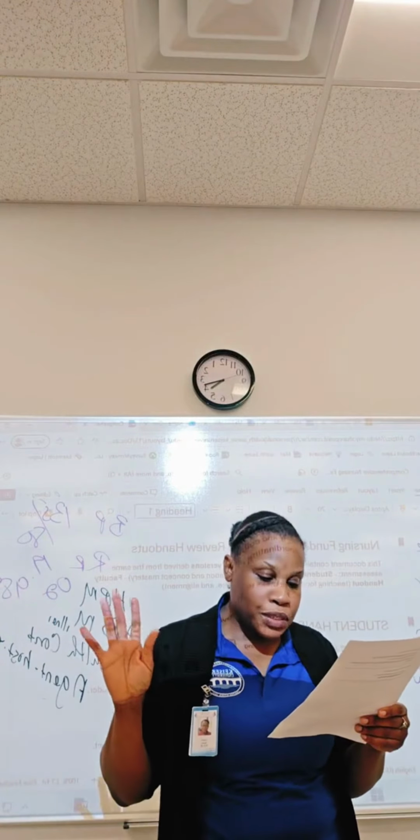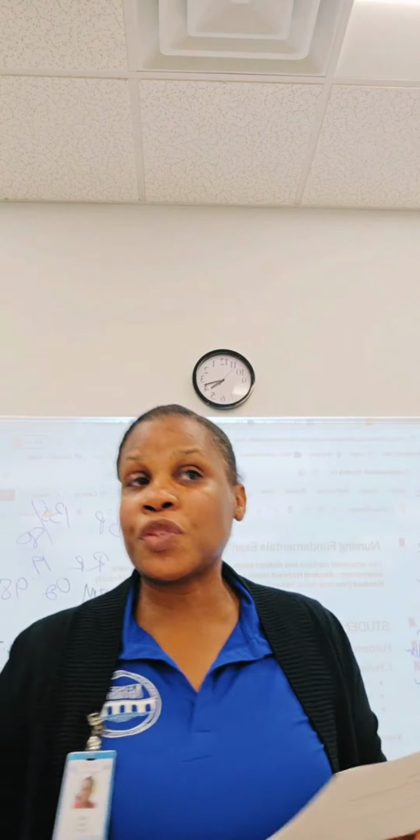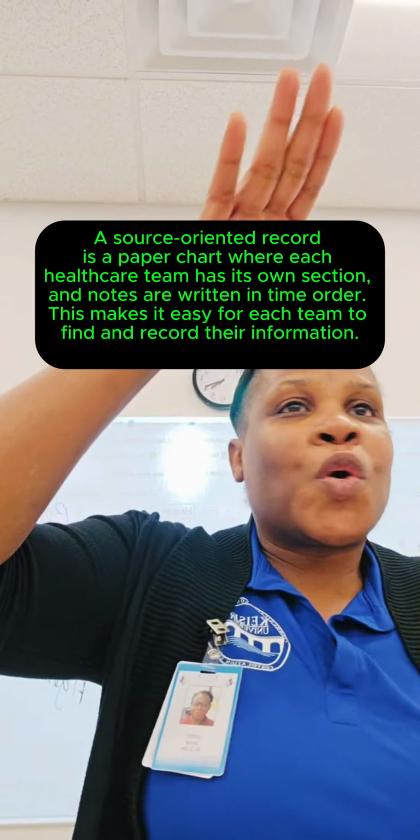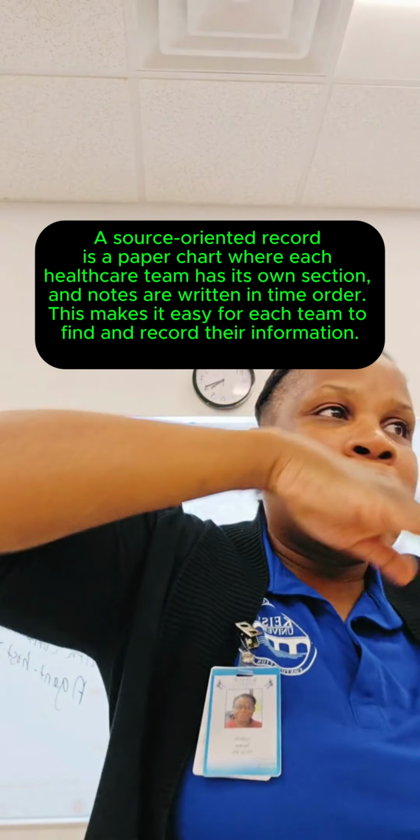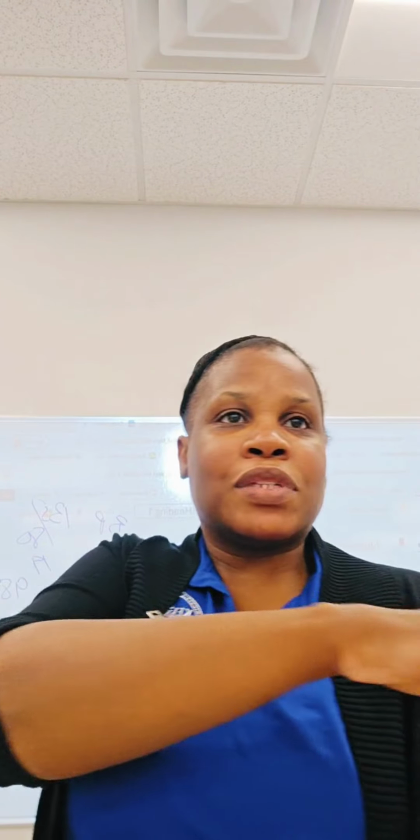Good question. Make sure you remember the different types of documentation formats and when you would use them. Source oriented: the chart is divided according to the different disciplines. You have nurses, physician, lab diagnostics. It's how the chart is organized. So you're going to have a section for the physician, a section for the nurse, a section for diagnostics, and so on.